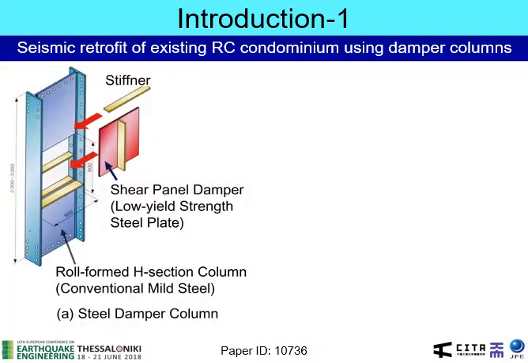What I call a damper column is shown here. In this column, a shear damper panel is installed in the middle of the column. The shear panel damper, this red panel, is made of low yield strength steel plate. This absorbs seismic energy as cumulative strain energy.